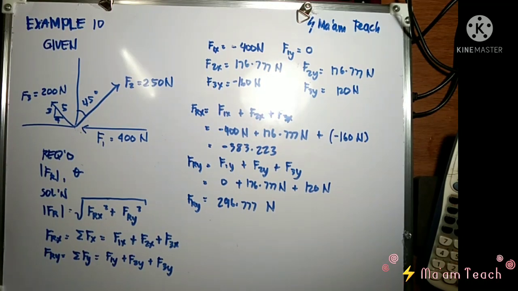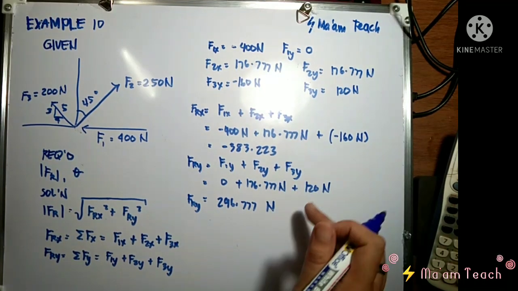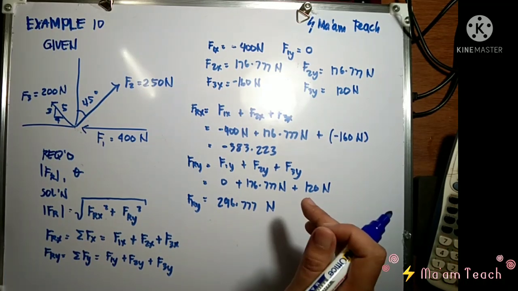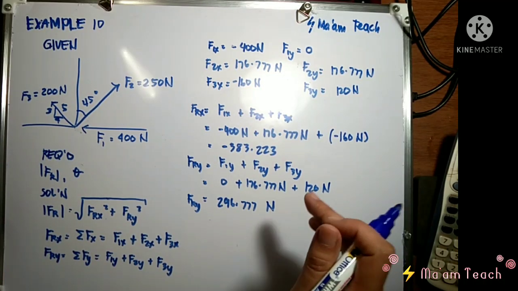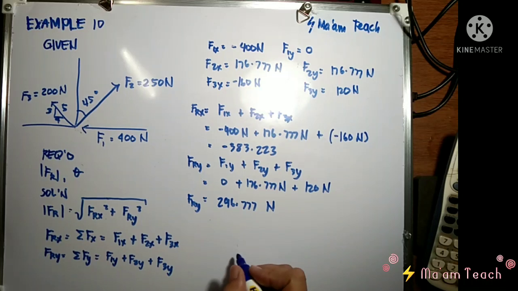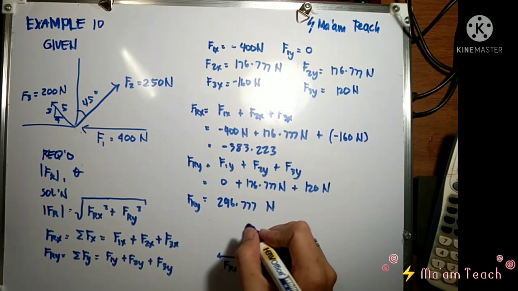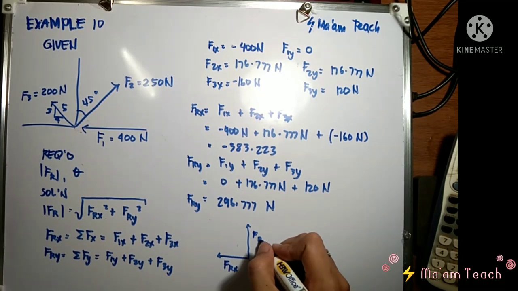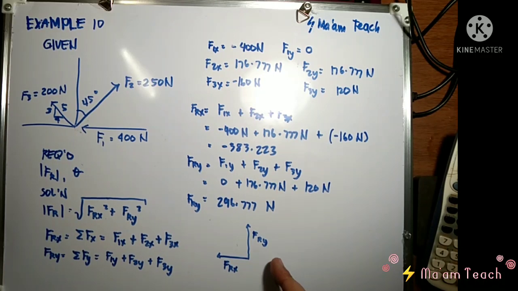So what do you think? What quadrant does our force or resultant force belong? Is it first quadrant, second quadrant, third quadrant, or fourth quadrant? So negative x and positive y. So obviously that is second quadrant. So therefore, this is our Frx. Okay, and this is our Fry. Can you follow, class?